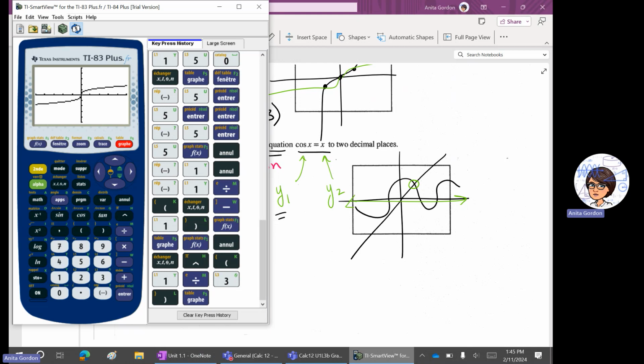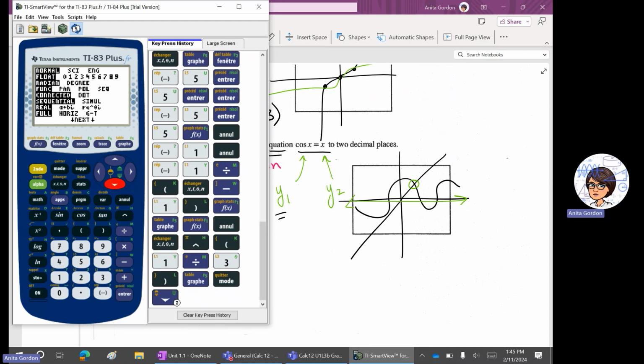So first things first, we need to go to the button that says mode. It is just to the right of the second. We are going to go down to where it says radian. So this is a third option, or degrees. Make sure that radian is highlighted. So you're going to click on radian. You see it flashing, hit enter. Now we are in radians mode. You can also change it to degrees if you are working with degrees.